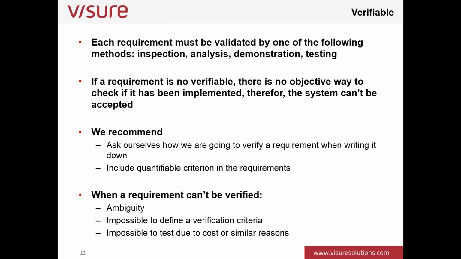Usually when a requirement cannot be verified, it's because it's an ambiguous requirement. Remember the friendly user interface, there is no way to verify that requirement, unless we put it down in a way that is verifiable. Or maybe because it's impossible to define a verification criteria, or because of the cost of verifying, there is no way to do it. So keep those in mind when writing down verifiable requirements.